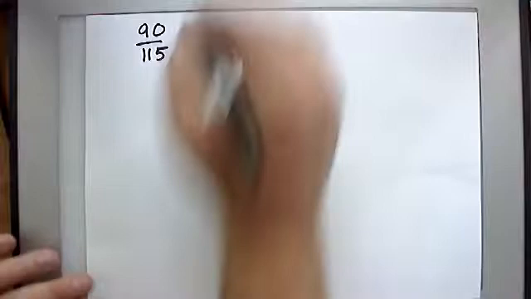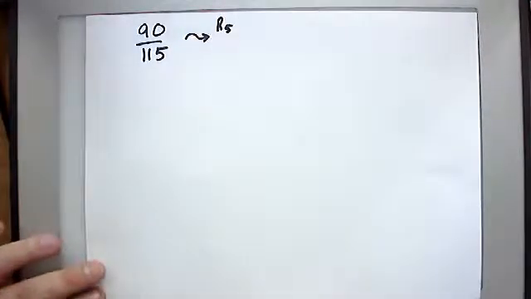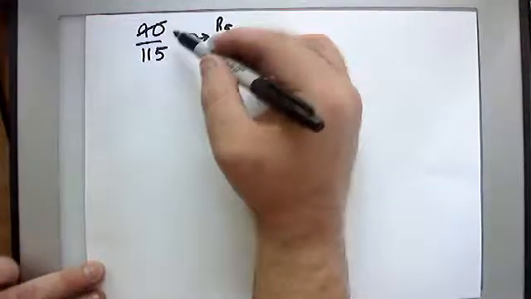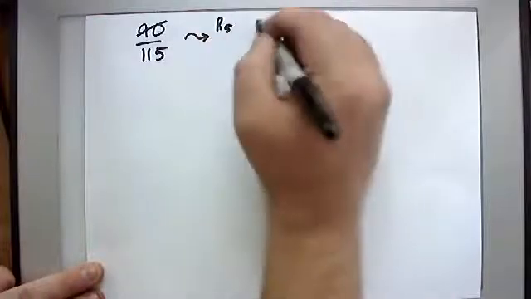Looking at 90 and 115, the numbers are a little bit bigger this time, right? I don't know what goes into 115 and 90 other than what? 5. So start with 5. It's fine. 5 goes into 90. Well, 5 goes into 100 20 times, right? And this is 2 5s less than 100, so it's 2 5s less than 20, so 18.